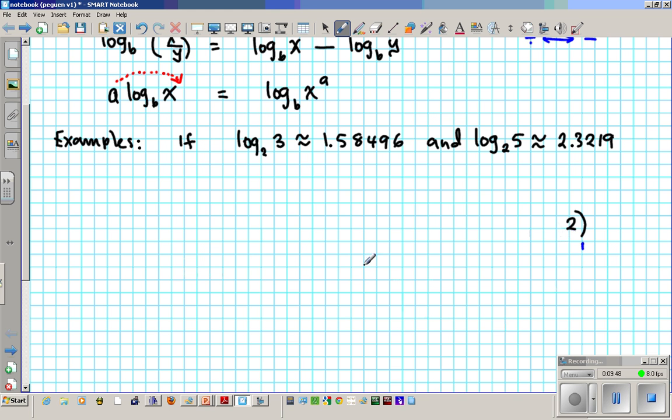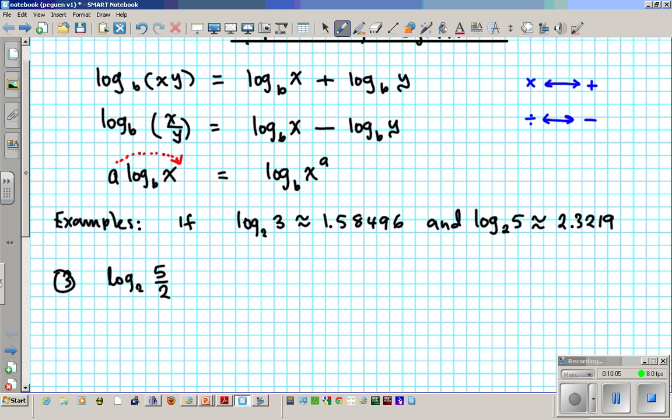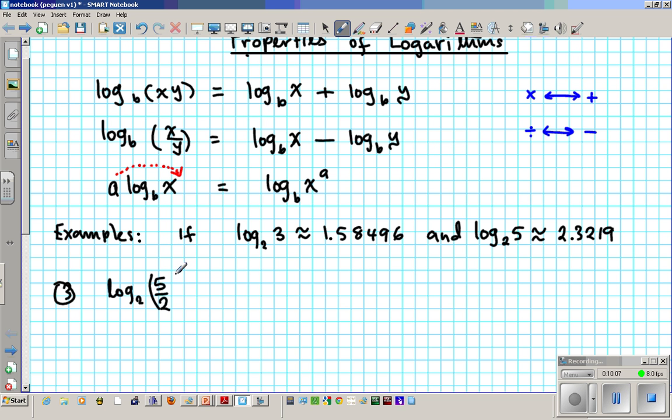Alright, number 3. Let's find log base 2 of 5 over 2. What is this going to be? This is a division problem, right? So when you're dividing numbers, what are you doing with the log? Remember, division is minus. So log base 2 of the numerator minus log base 2 of the denominator.